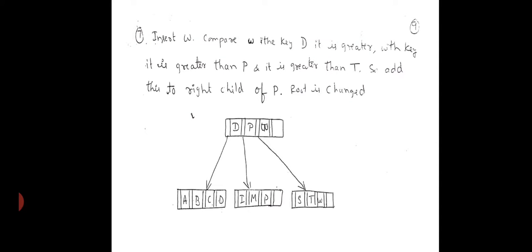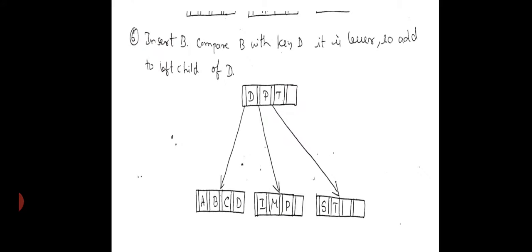Next, here the root is not changed. Now the next key element is W. Compare W with the D.